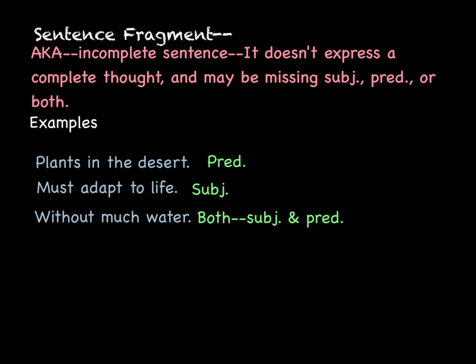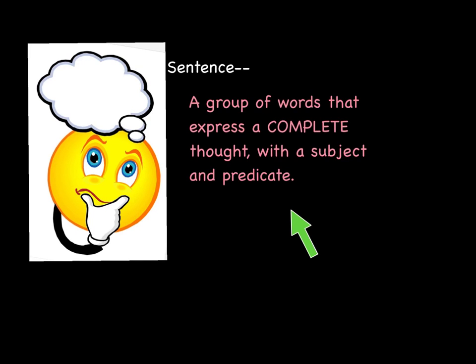Remember from 8.1, a sentence is a group of words that express a complete thought and have a subject and a predicate. In the last three examples, each example was missing either a subject, predicate, or both. We often use fragments when we speak, but we should avoid them in our writing.